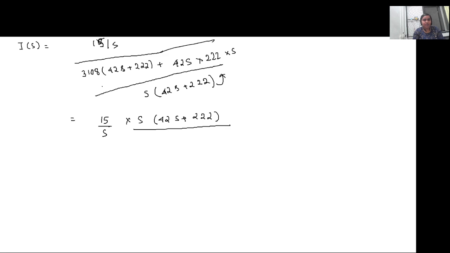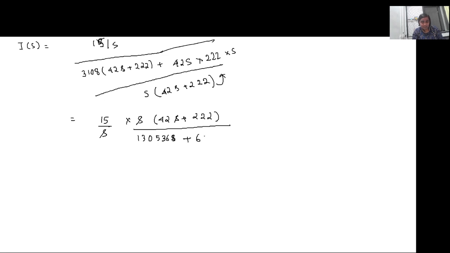Hopefully this big a value won't be given to you. Anyway, this is just a straightforward multiplication. So 3108 into 42, it is 130,536 s, plus 222 into 3108.